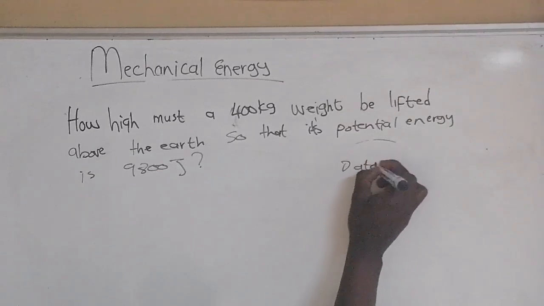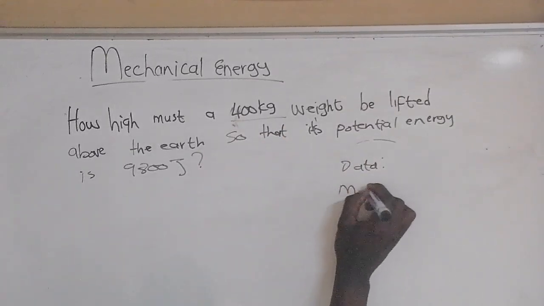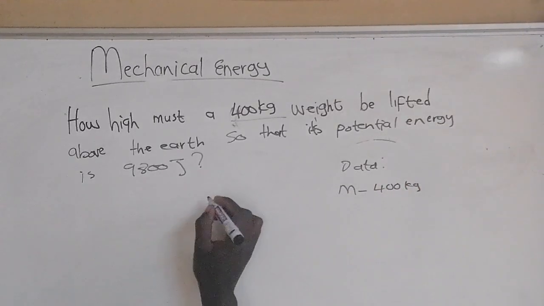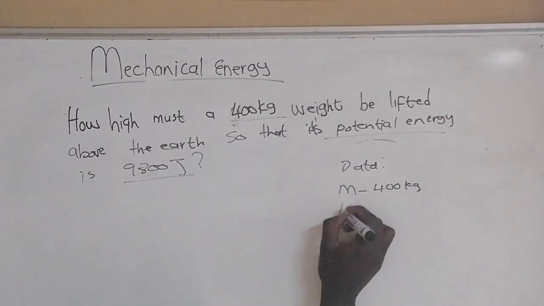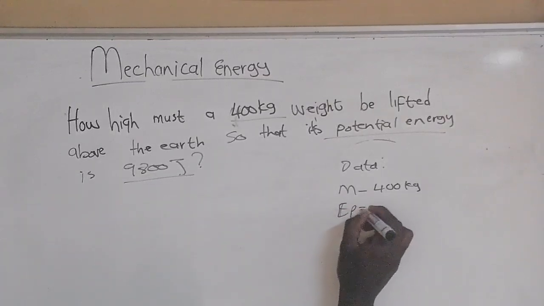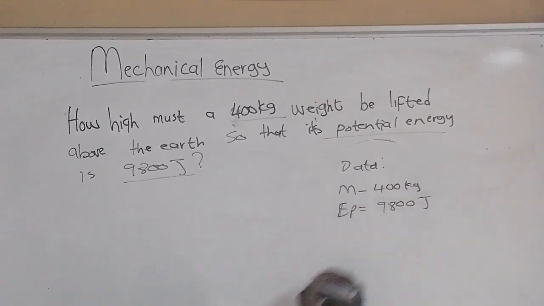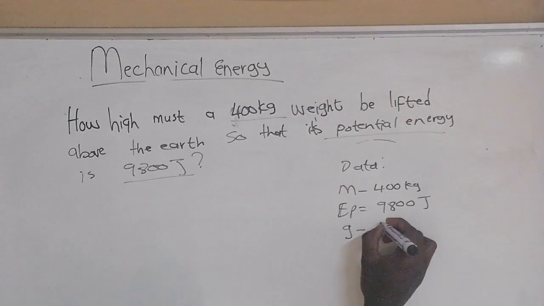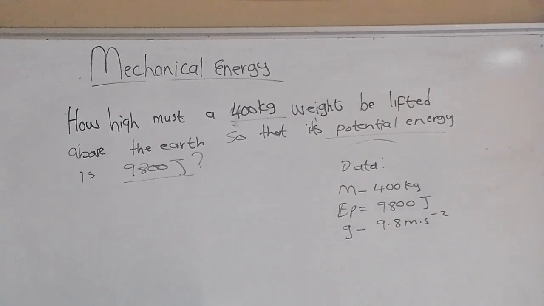Now let's collect our data. Collect your data first. You are given kg, that's mass, right? 400 kg. You are given the potential energy in joules, which is EP, equals what? 9,800 joules. We obviously know g, it's what? 9.8 meters per second squared.